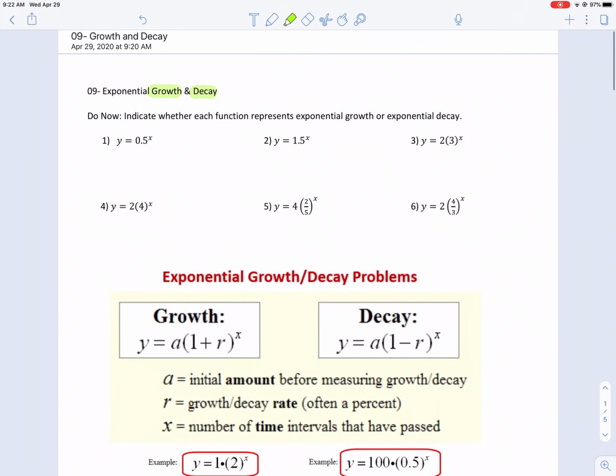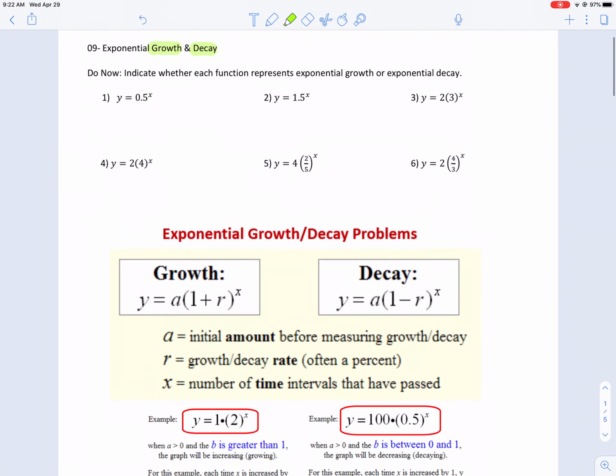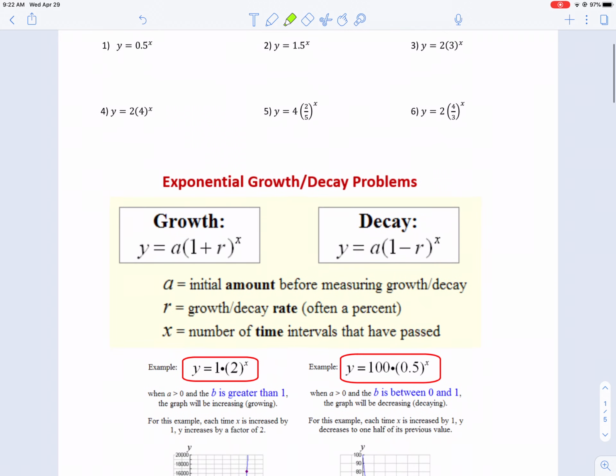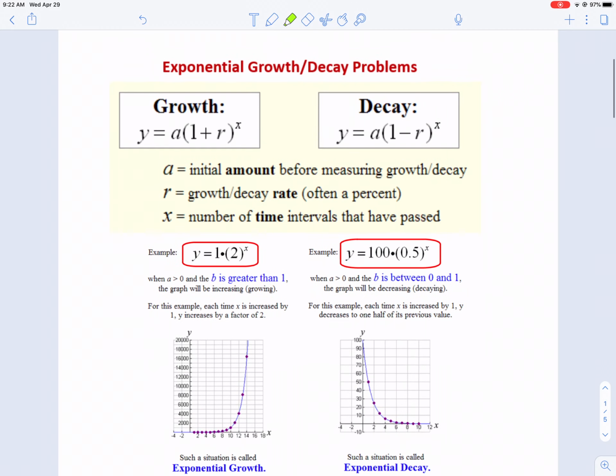So, before we even get to the do now, because I just want to explain something to you first before we hit the do now, I'm going to define growth and decay and show you how you know you're looking at growth versus decay. So look at these growth and decay equations. This one's growth, this one's decay. And if you notice, there's only one teeny tiny difference between the growth and the decay equation. Growth has a plus in the middle. Decay has a minus in the middle.